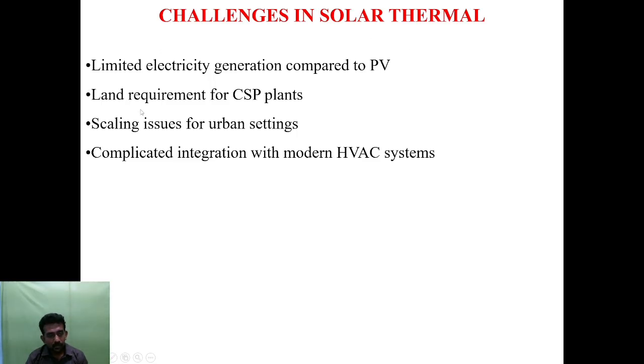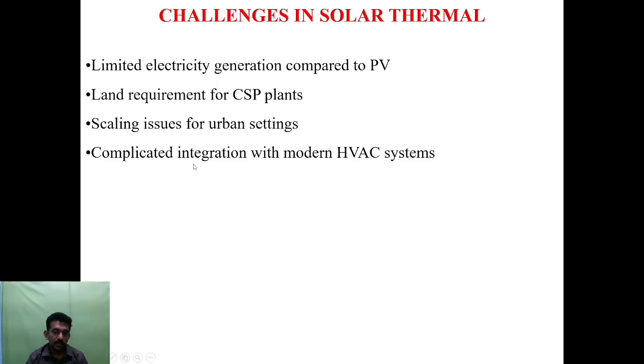And next, land requirement for CSP plants is very high, and this reduction of land can't be done, because if you increase the size of the heliostats or the size of the heat absorption reflector areas, we definitely require higher land, because there is a limit for energy extraction through the solar thermal. So land requirement for CSP is very high. And next, in terms of scaling issues for urban settings, scaling issues are one of the challenges, because there are different pH levels of water available in different urban areas. So scaling issues arise. This becomes one of the challenges for solar thermal power plants.